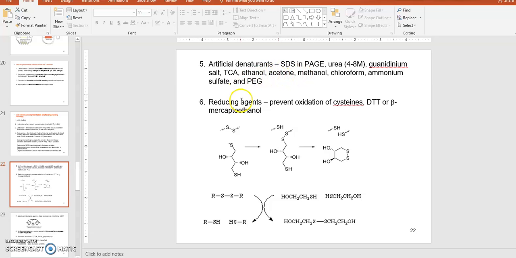Okay, and then reducing agents. Like I said, the cysteine to cysteine disulfide bonds can be broken if they are exposed to a very reducing condition. Those disulfide bonds are formed under an oxidative condition. So these chemicals like dithiothreitol or beta-mercaptoethanol are strong reducing agents, because they have a lot of SHs in them. So by adding these in your biological solution, you can protect the integrity of disulfide bonds. Okay, they're all important.